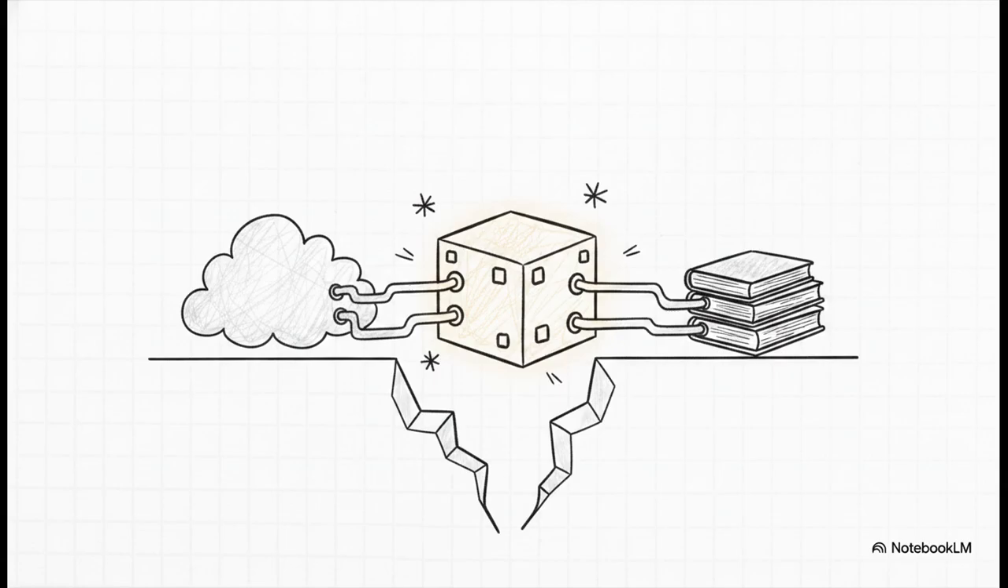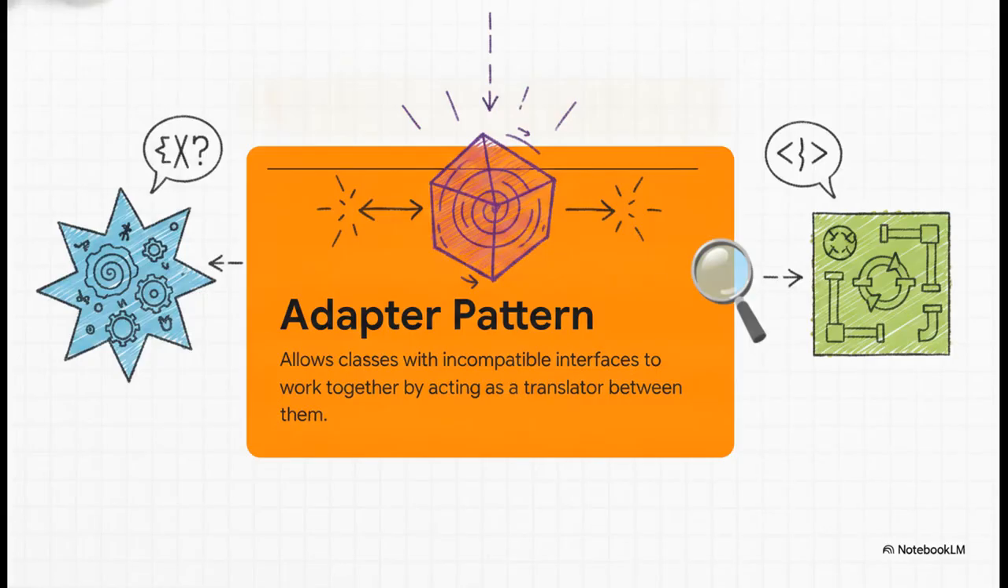For the next few minutes, we're going to focus on the ultimate hero of system integration, the adapter pattern. By definition, the adapter pattern allows classes with completely incompatible interfaces to work together by acting as a translator between them. I really want you to focus heavily on that word, translator. The adapter sits right in the middle of two systems that absolutely refuse to communicate in the same language, and it translates the requests so everything flows smoothly.